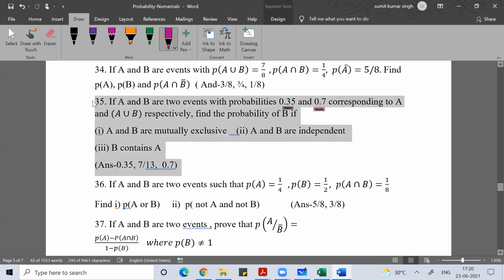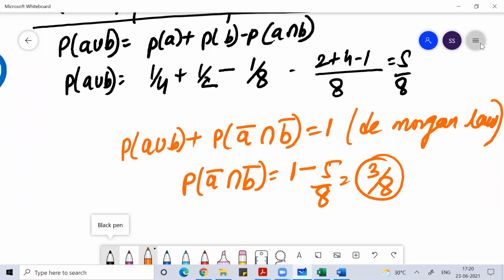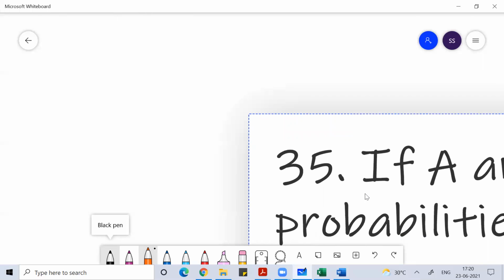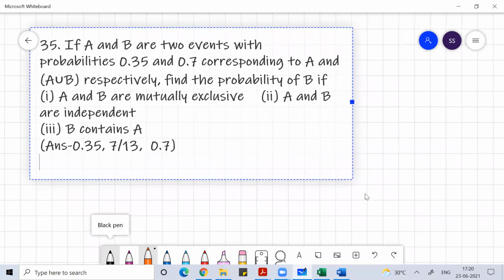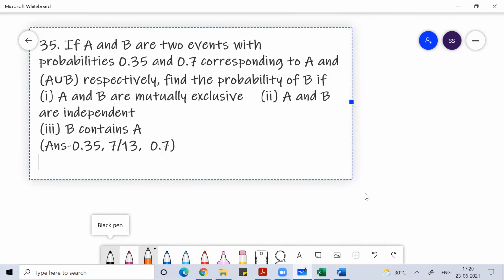A and B are two events with probability 0.35 and 0.7 corresponding to A and A union B. So probability of A is 0.35, probability of A union B is 0.7. You have to find the probability of B.